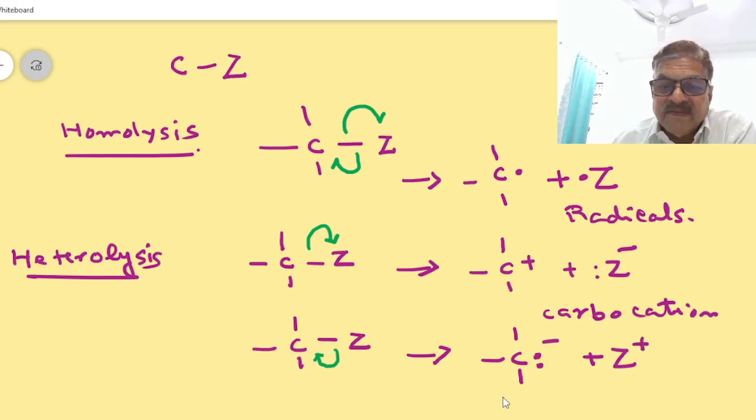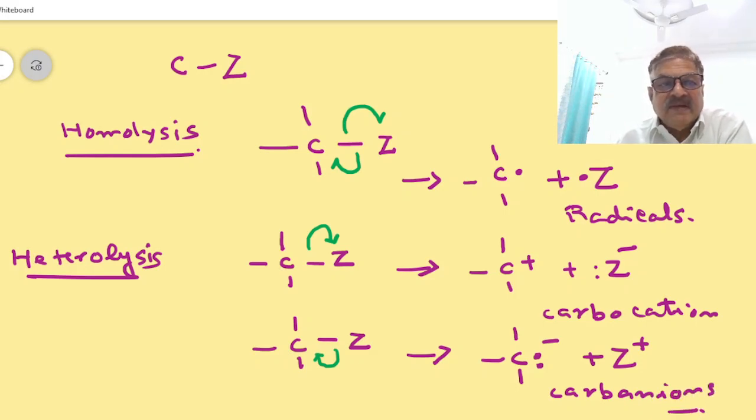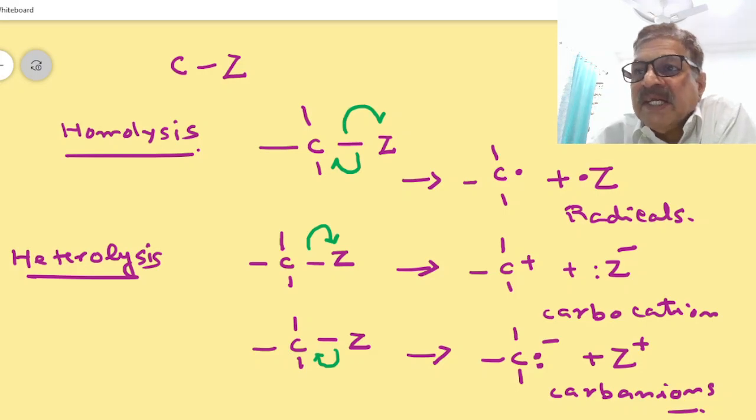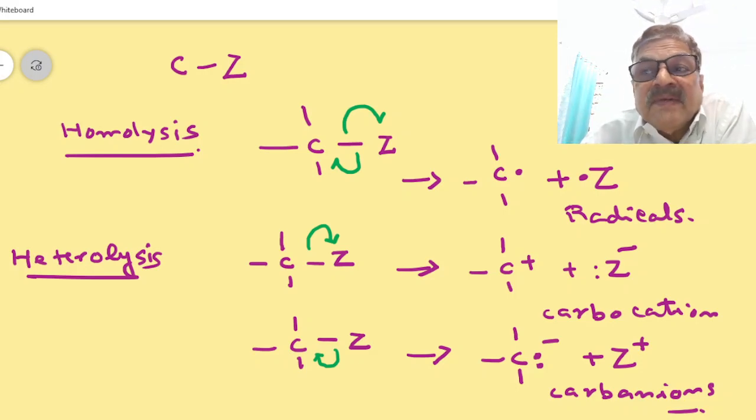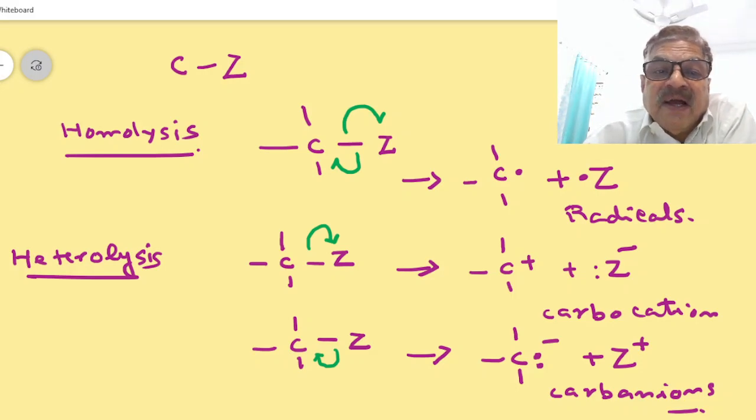Correct. These are the three different types of bond cleavages here. That is homolysis. It will generate free radicals, which is indicated using these half-headed curved arrows. That is a free radical. Each atom will be getting one single electron here.